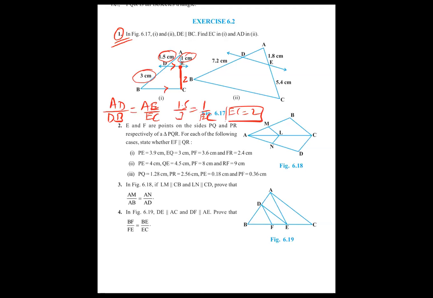Now tell me what is AD here. The second question, what is AD? By looking itself, you can tell. This is 1.8, this is 5.4, 3 times, no? So what is one third of 7.2? That will be the answer.